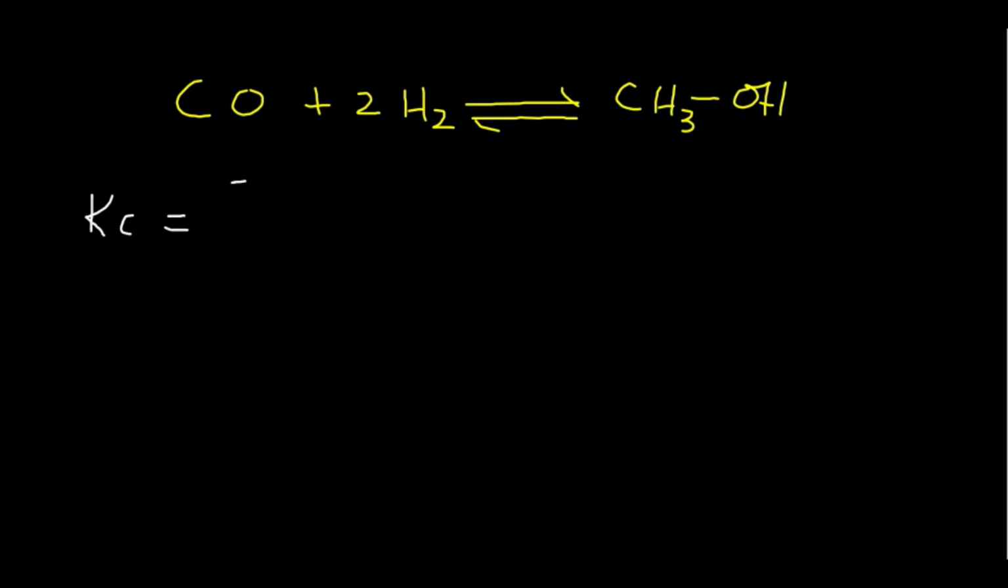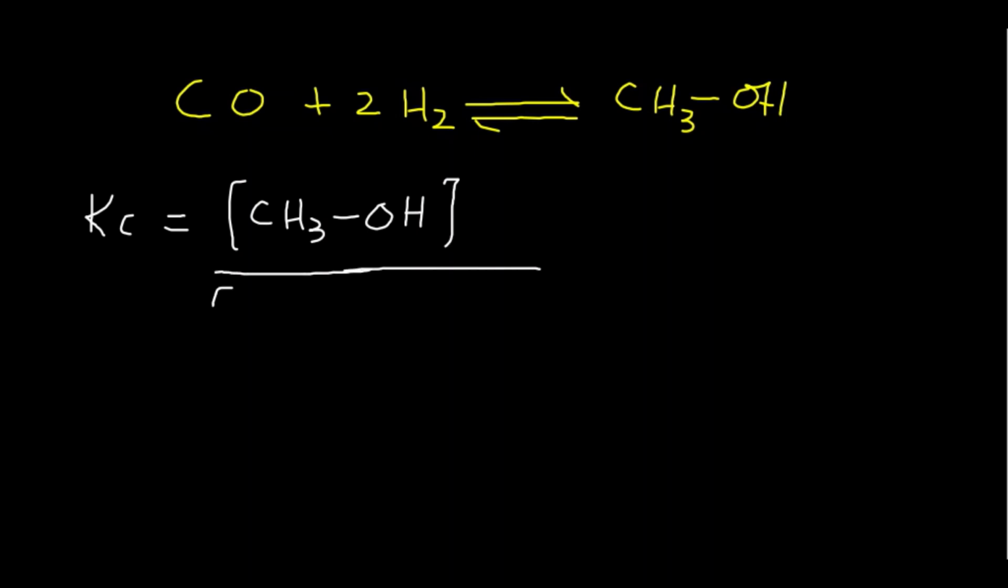Kc is equal to, products should be written as numerator while reactants are written as denominator. What is the product in this reaction? Yes, methanol or methyl alcohol. And reactants we write as denominator. What are the reactants? Carbon monoxide as well as hydrogen. Since there are 2 moles of hydrogen, it is raised to the power 2. Now students, we will write the next step for this reaction.